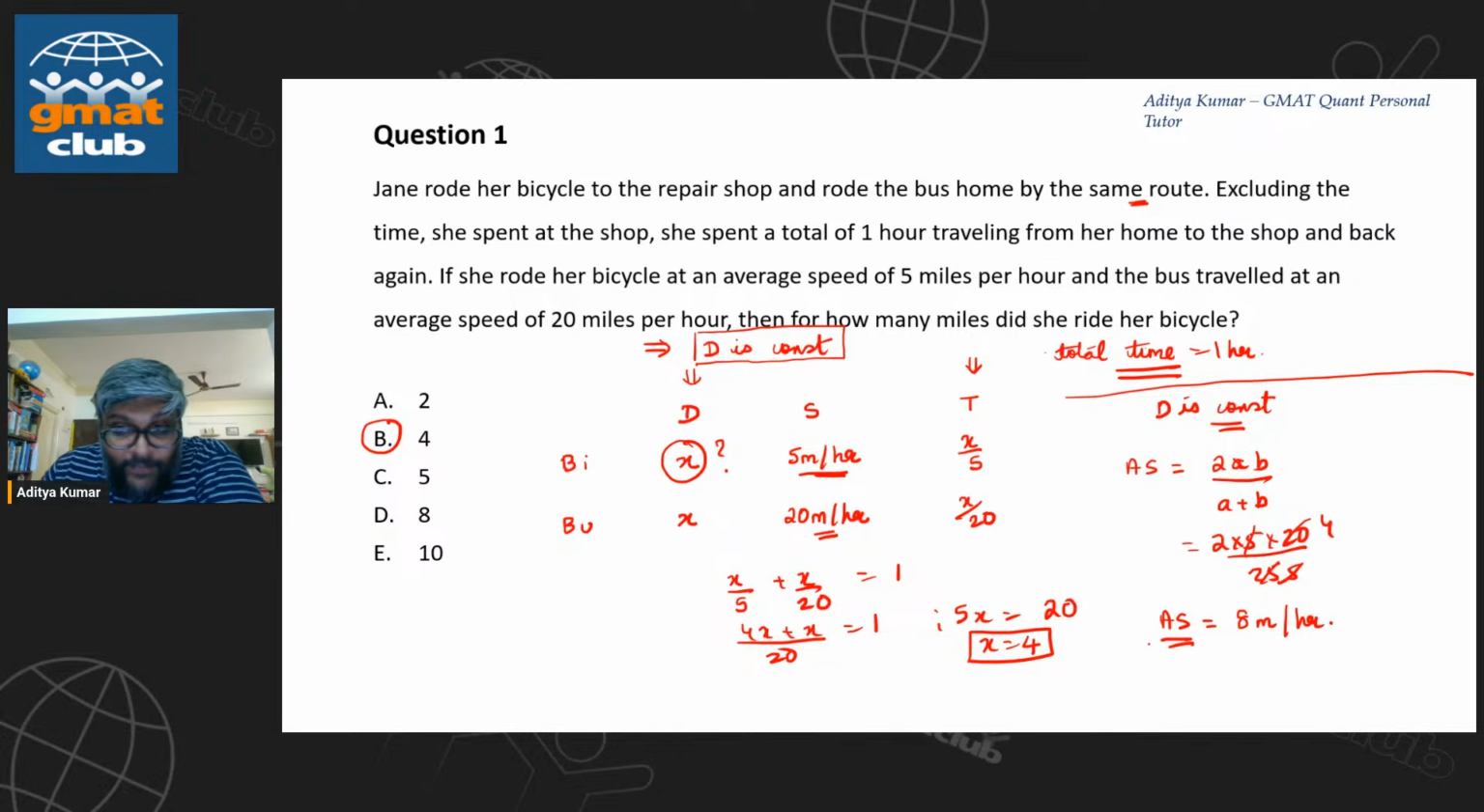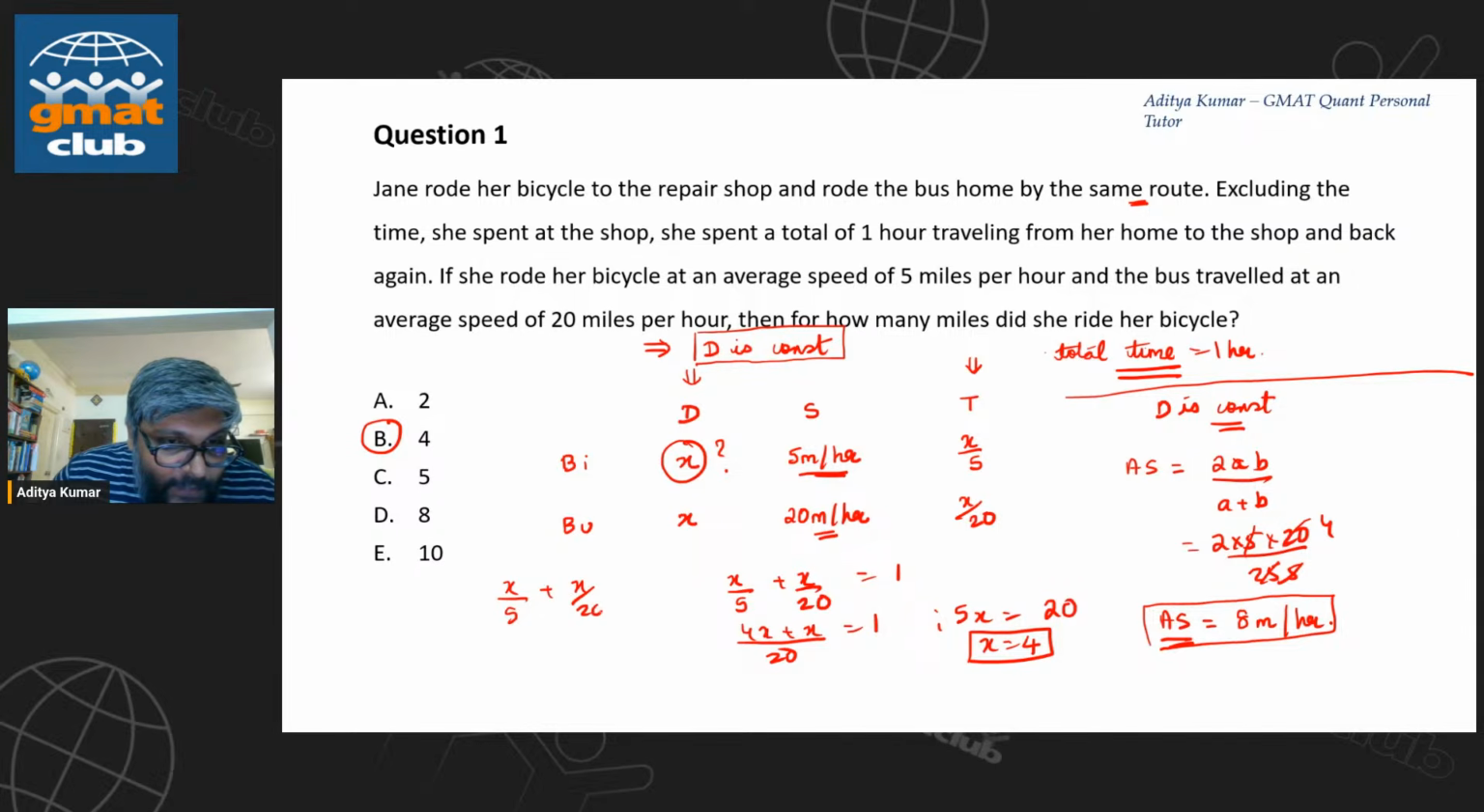Now this is where, if you're using average speed, you'll have to visualize and understand your data well, right? Where did the 4x come from? Okay, the 4x came from me taking the LCM, right? So x by 5 plus x by 20 is equal to 1. You take the LCM of 5 and 20, which is 20. So 5 4s are 20, 4 into x is 4x. 20 ones are 20, that's x. So I'm just using normal addition of fractions.